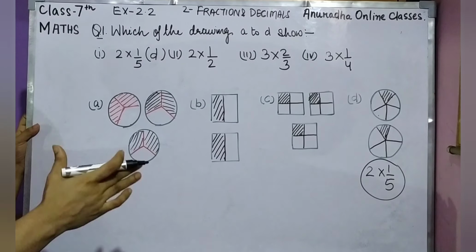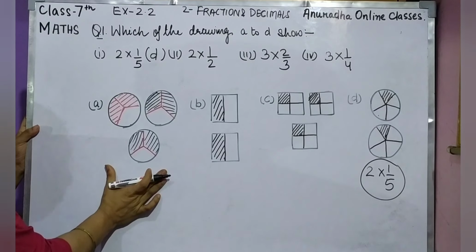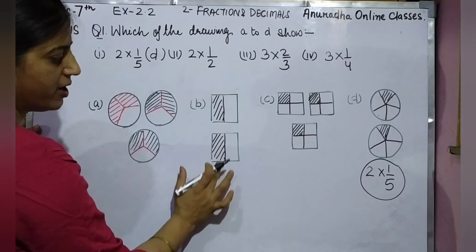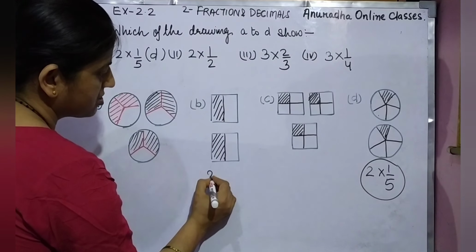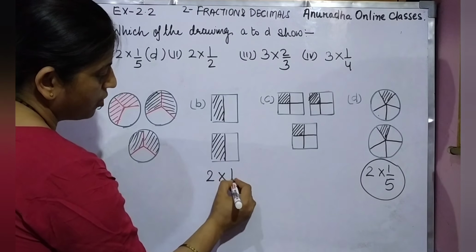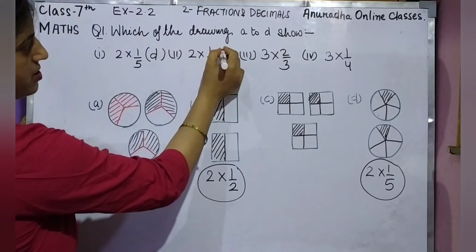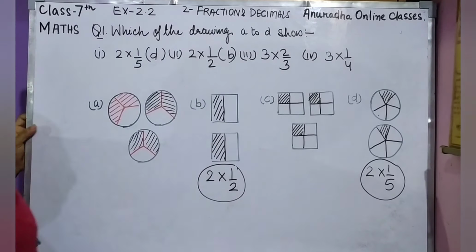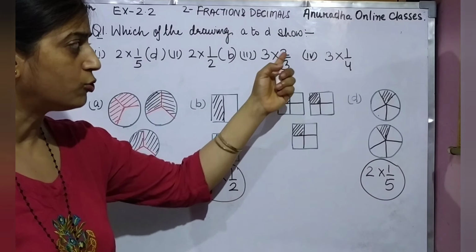1 by 2 means half. Half 2 times होना चाहिए. अब half 2 times यहाँ पे दिख रहा है आपको? No. यहाँ पे half is 2 times. Yes. So second का क्या आएगा? This is what? 2 times what? Half. Okay. So answer is B. Now let us see the third one part, that is 3 into 2 by 3.